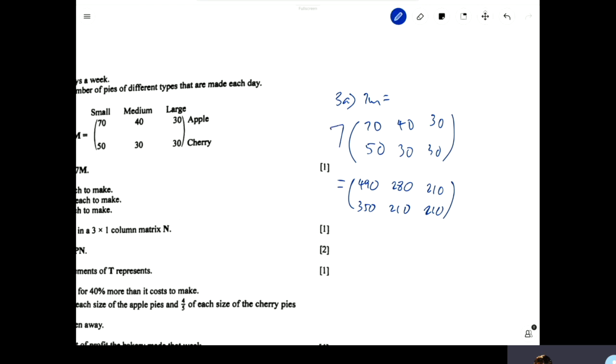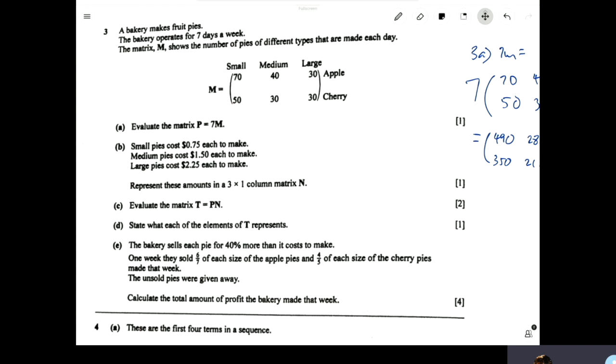Let's continue. So small pies, we're now at B, so small pies cost 75 cents each, medium 1.50, large 2.25, represent in 3 by 1. This is easy, I'm going to do all the easy stuff. So this N equals 0.75, 1.5, 2.25. Because they say 3 by 1 matrix, that means 3 rows, 1 column. Yeah. That's N.